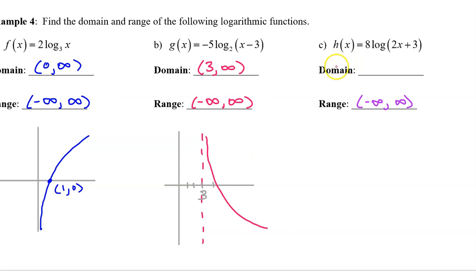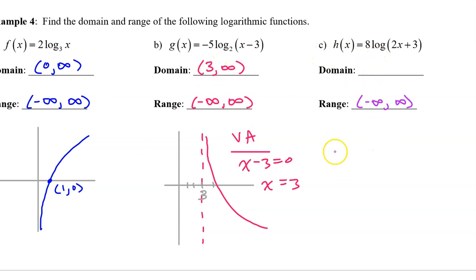Let's use a shortcut to find the domain for part C. Notice that all we needed to find the domain for part B was the vertical asymptote. We could have found this vertical asymptote by setting x minus 3 equal to 0 and solving. And then we get x equals positive 3. There's the vertical asymptote, which will give us the domain.